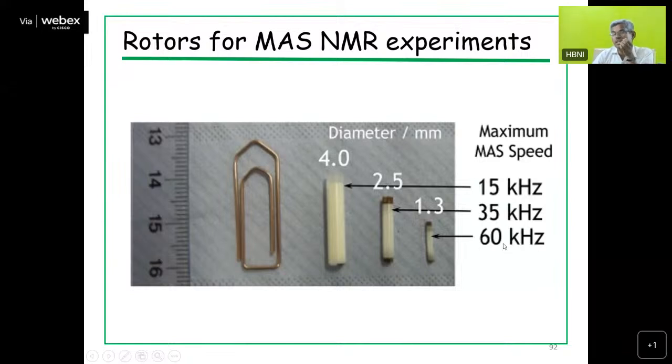60 kilohertz means it will be really challenging, rotating the sample at 60 kilohertz, because a lot of mechanical inputs and air pressure, etc. are required. Temperature also: if you go to very high speed, then what happens? Temperature also can change. So all those things we have to take into consideration. So this cap is very, very important, because while spinning, if the cap opens, then again the problem will come. We will not be able to do any experiment.